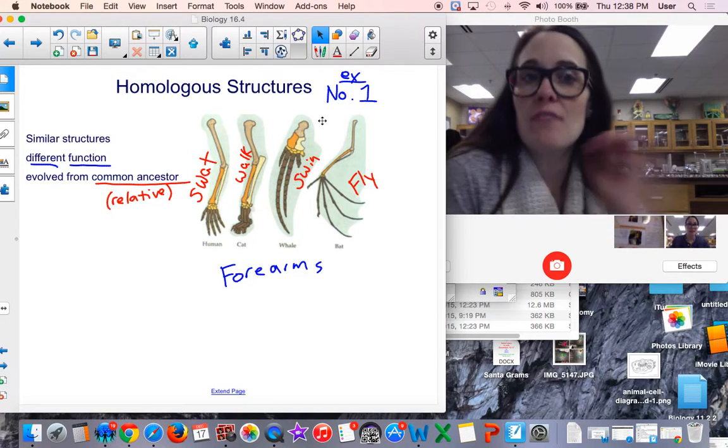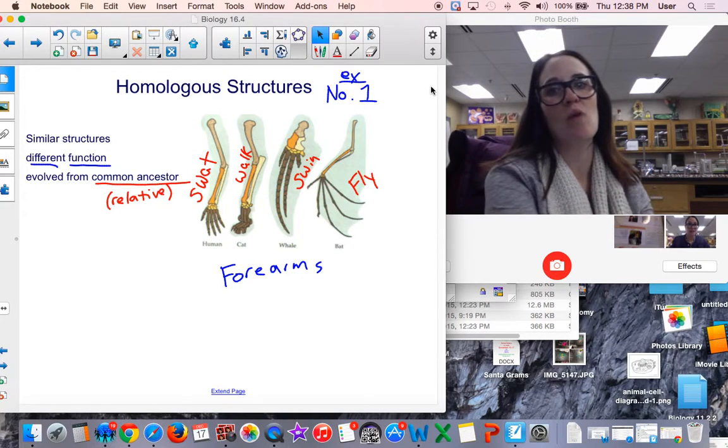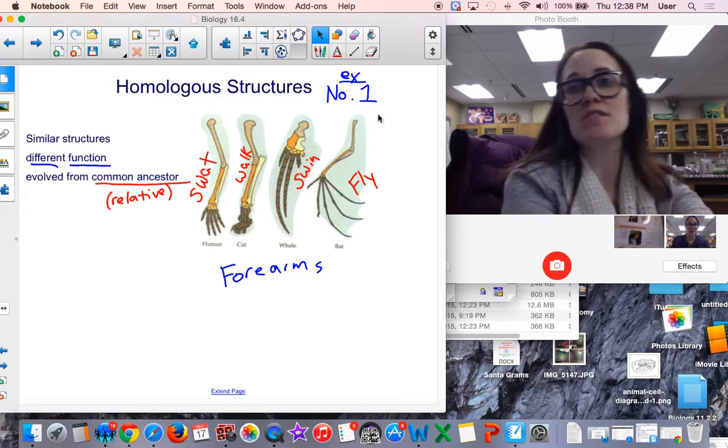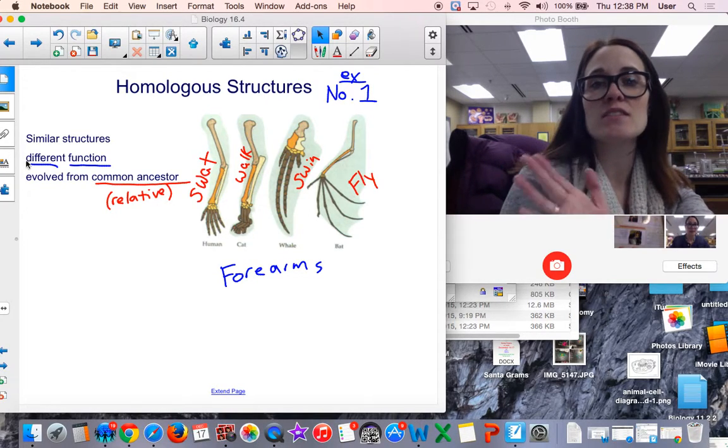So an example of anatomical evidence is a homologous structure. I wrote down here an example of number 1. Homologous structures are similar structures, so write that and underline it. They have a different function.